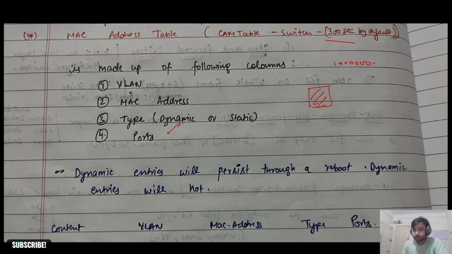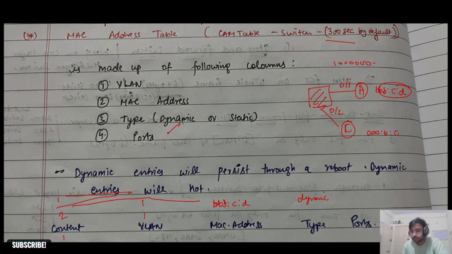So let's say we have this switch, and here we have device A, and here we have device C. Each has its own MAC address, and they are connected to ports 0/1 and 0/2. The data entries will be: VLAN, let's say 1, the MAC address, type dynamic, and the port, 0/1, and similarly the next entry on port 0/2, dynamic. So if this is the network topology, then the MAC table will look like this.